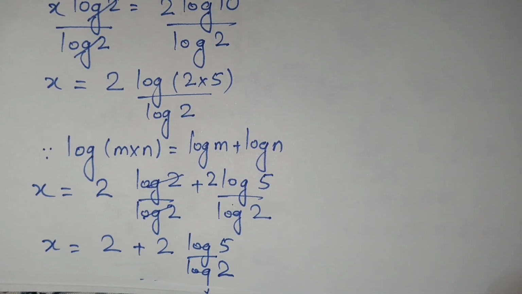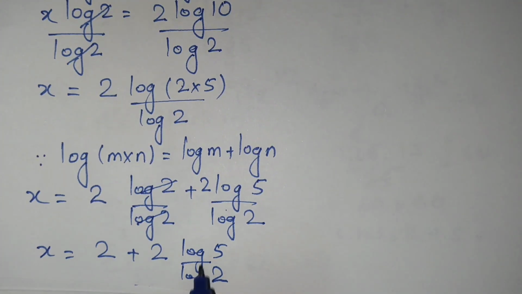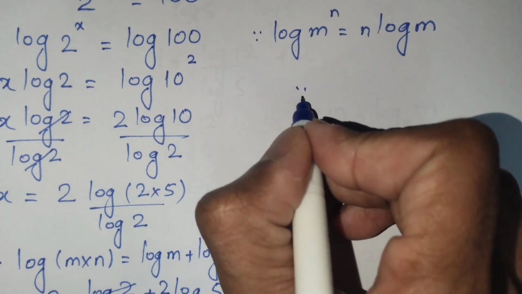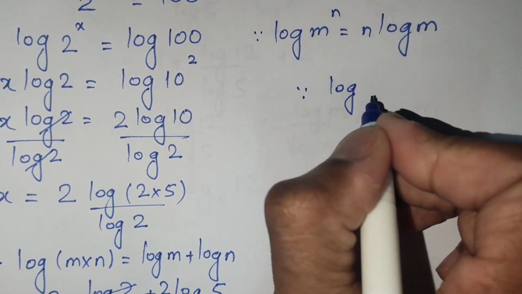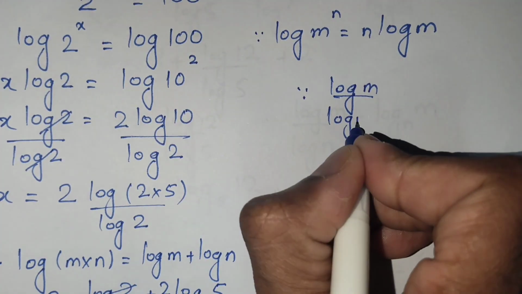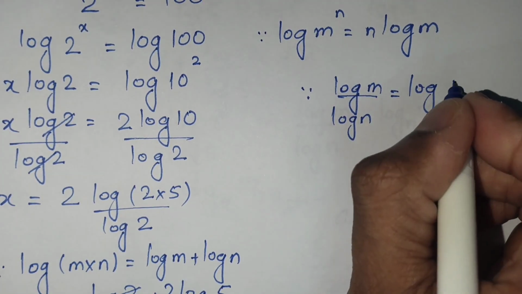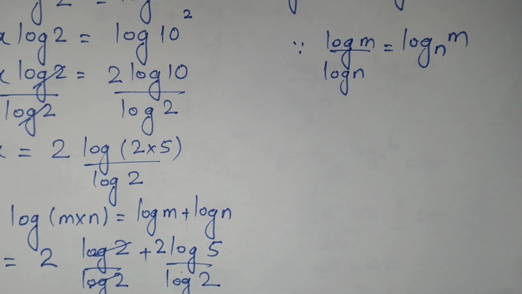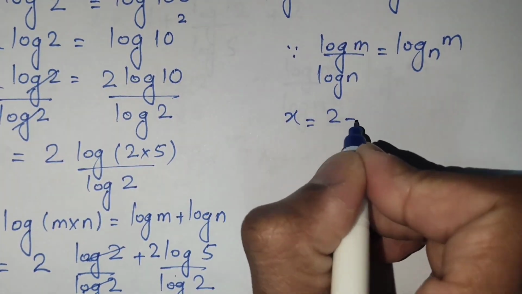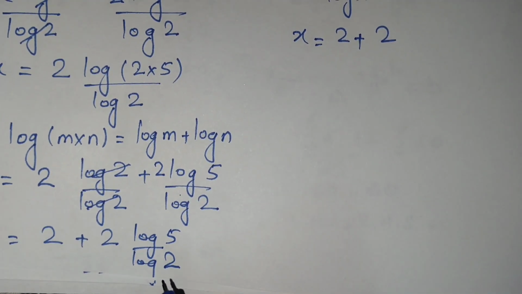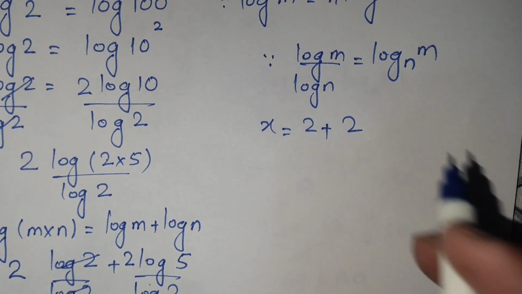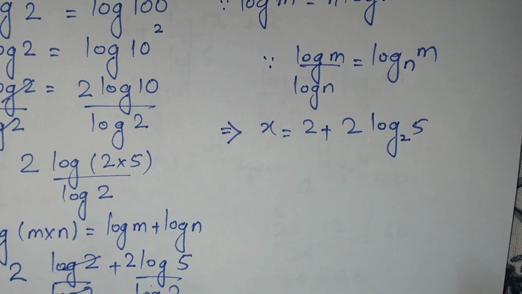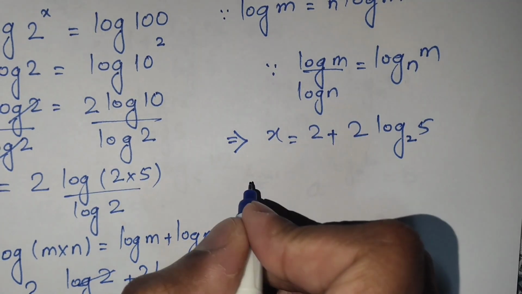Here we will use another rule of log, the change of base rule, which is log of m over log of n is equal to log of m with the base n. So x will be equal to 2 plus 2 log of 5 with the base 2. This is the final value of x.